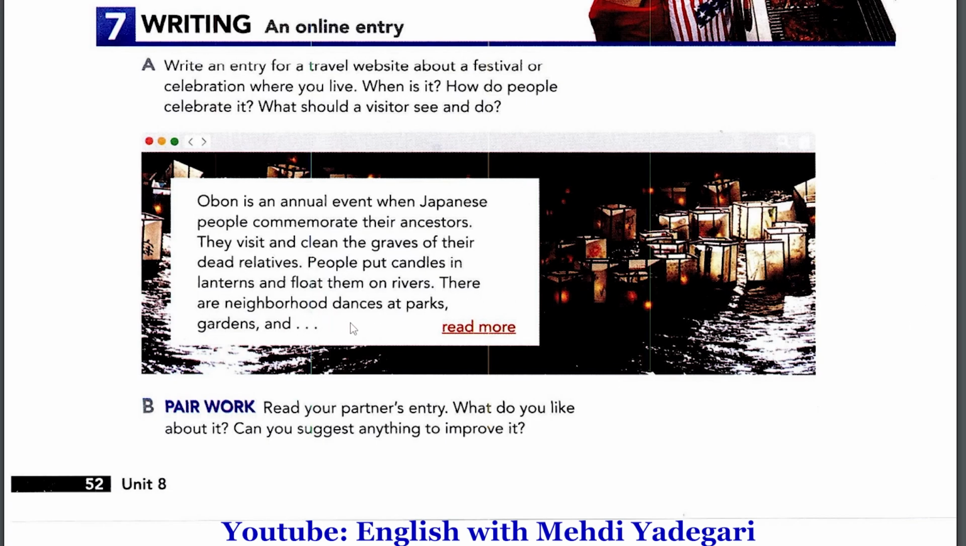There are neighborhood dances at parks, gardens and the rest. یعنی توی محله ها، پارک ها و باغ ها هم میرقصن.